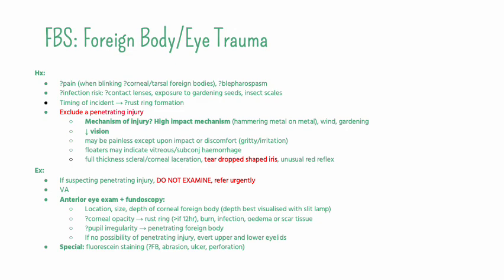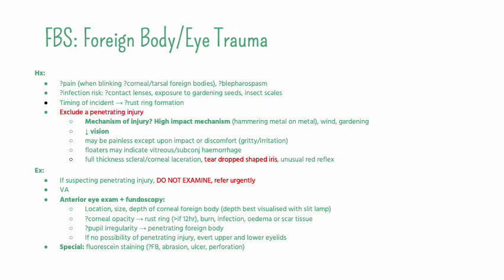On examination, if you do suspect that there is a penetrating eye injury, do not examine, and you should refer emergently to ophthal or to ED. Assess for visual acuity as per usual, and for the anterior eye exam, it's most well done using a slit lamp. However, in the GP setting, you're not going to have that available, because essentially what the slit lamp allows is the depth of the corneal foreign body to be noted.